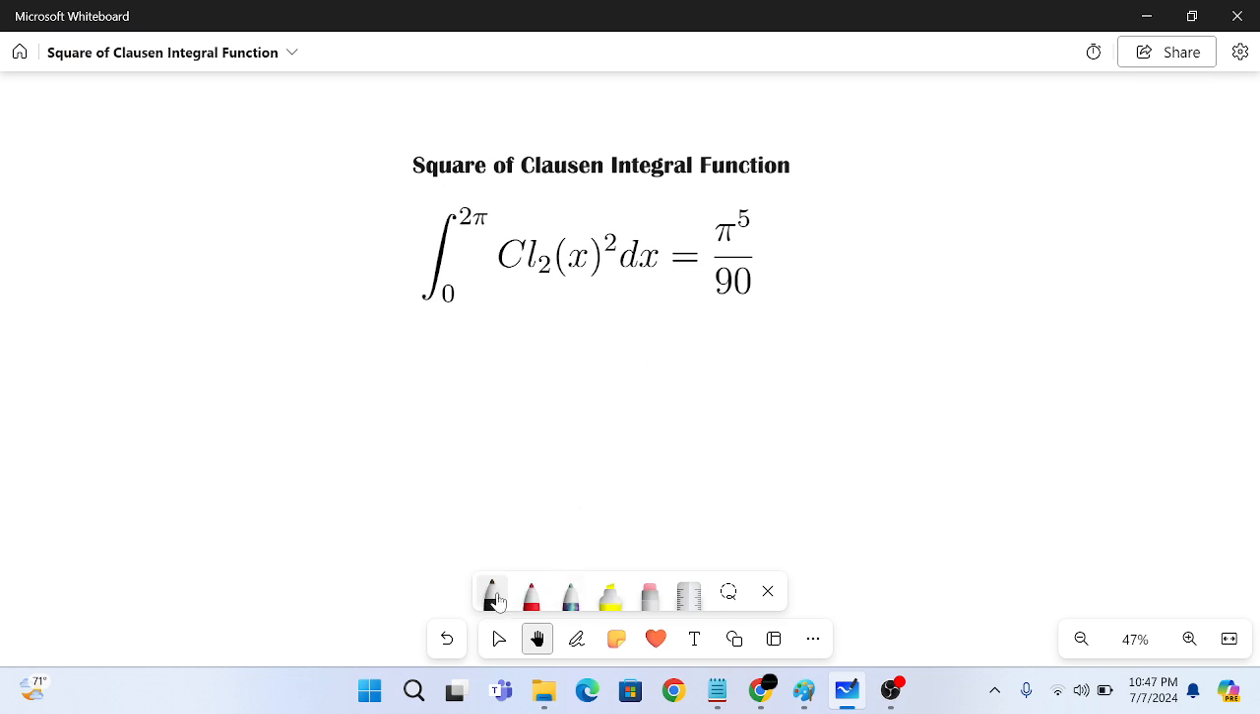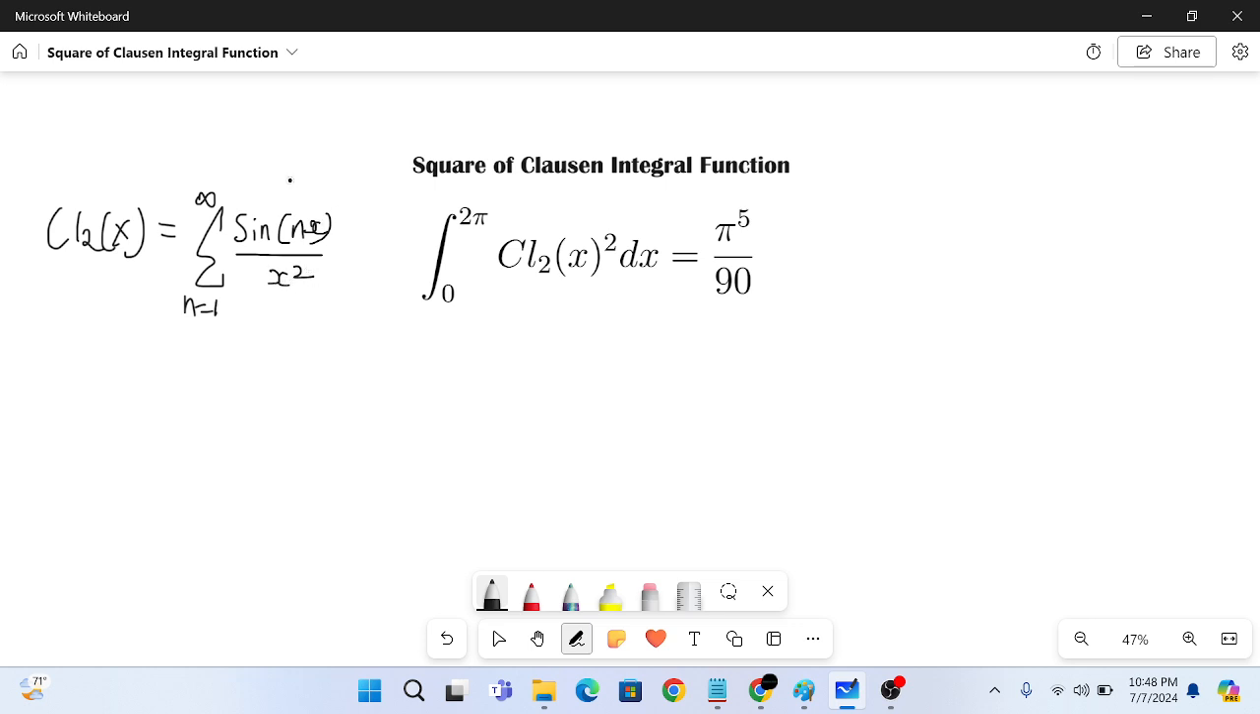Square of Clausen integral function. So I'm back with this nice integral, and the integral is of the square of the Clausen integral function. Yeah, we all know the Clausen integral function. Yes, the Clausen integral function is defined as the sum from n equals 1 to infinity of sine of nx by n square.